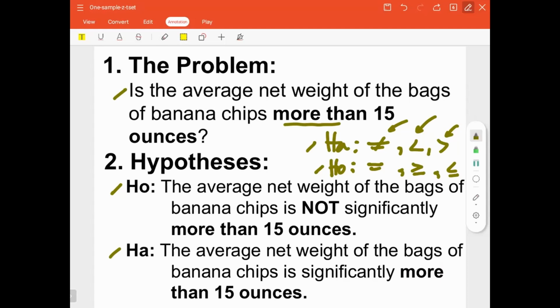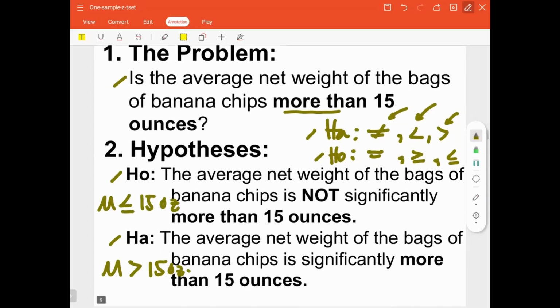In symbols, starting with HA, we can write it as: the population mean is significantly more than, so that would be greater than 15 ounces, right? And its counterpart, HO, will be the negation of that, which gives you the complement. So that will be less than or equal to 15 ounces, right? So clear? Now, let's go through the other steps.